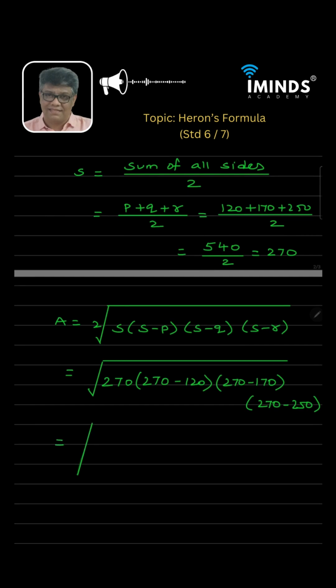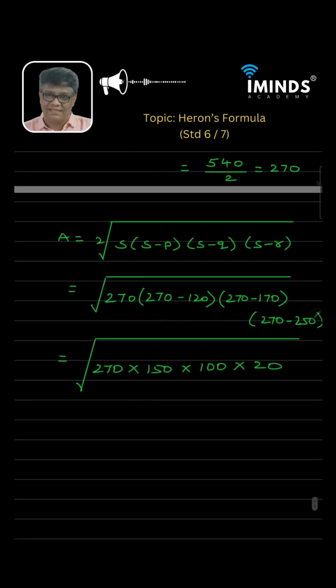So what do we get now? We get the square root of 270 into, this is 150, this is 100, and this is 20. Now we need to find the square root of this particular value. So what is square root? Square root is basically a product of a number by its own number. A number multiplied by itself is nothing but the square number of it, and one portion of that will be the square root.